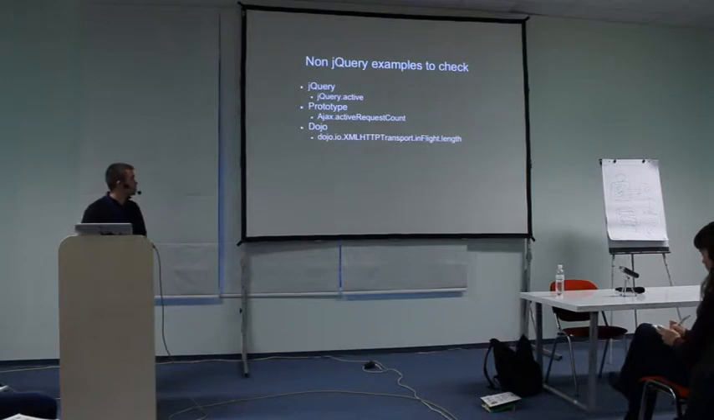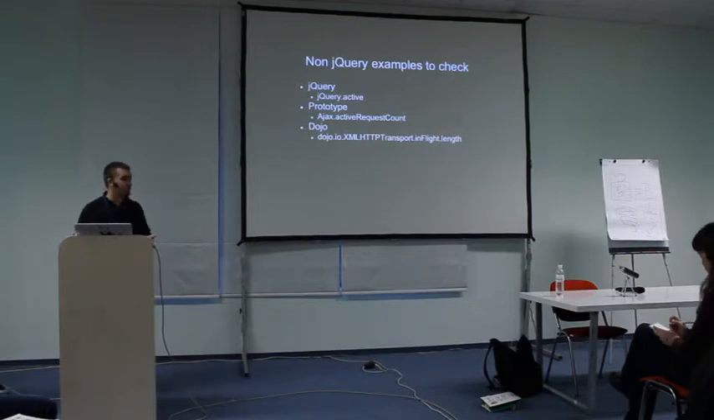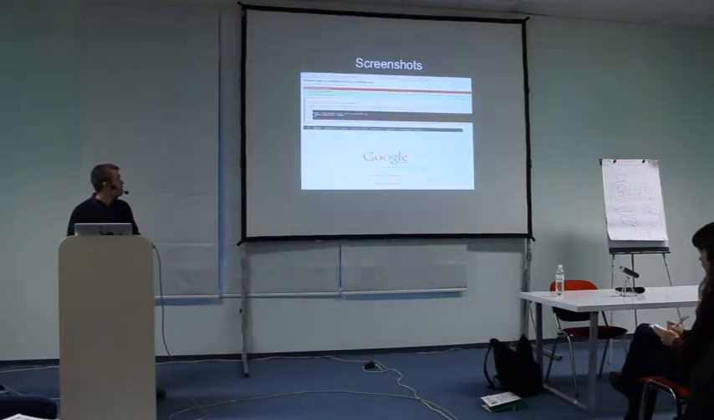These are the 3 libraries that I covered in that research. So in jQuery, it's active, prototype, and Dojo. Whatever library you use, if you have something else, just find a way to get to the active count of the requests that are in the background.